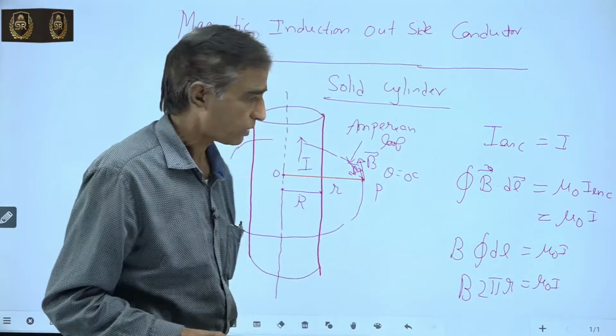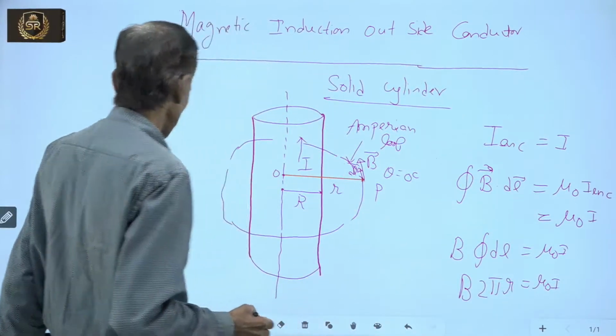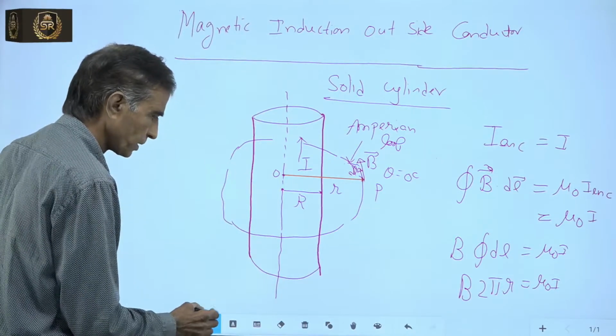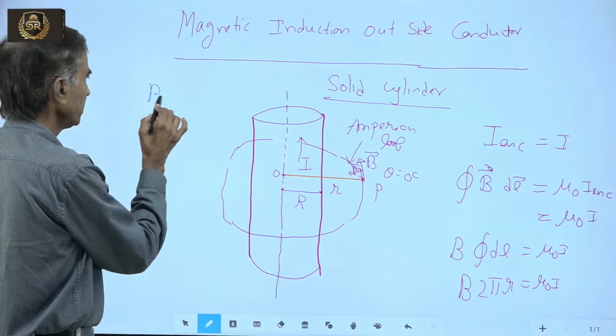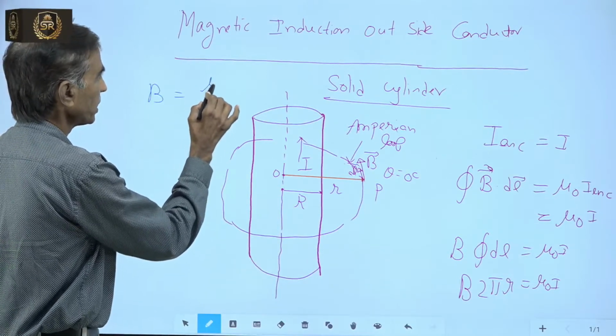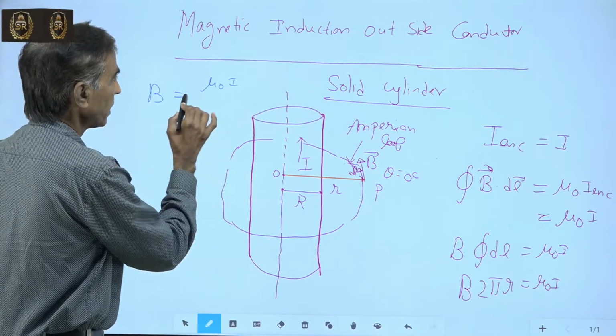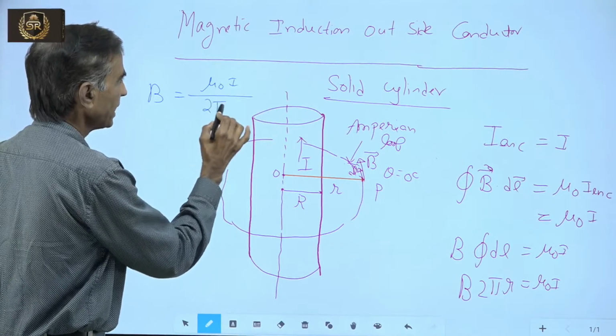So, what is the B value now? Finally, what is our B value? B is equal to mu naught I upon 2 pi r.